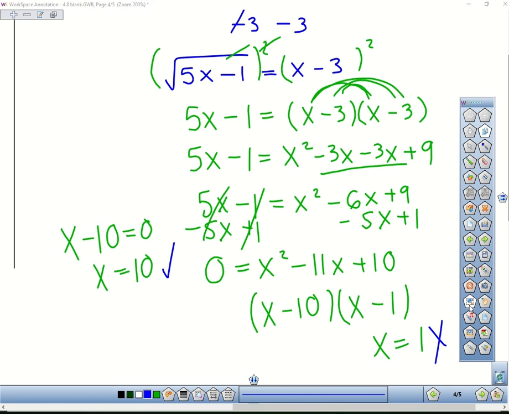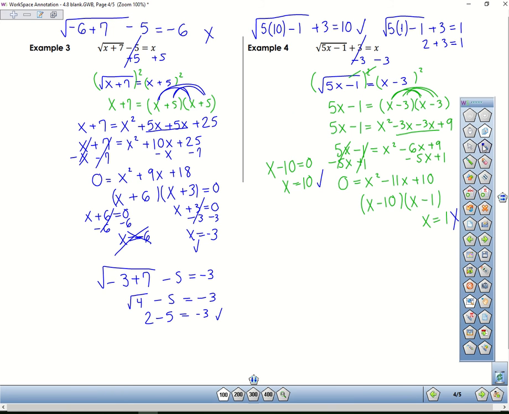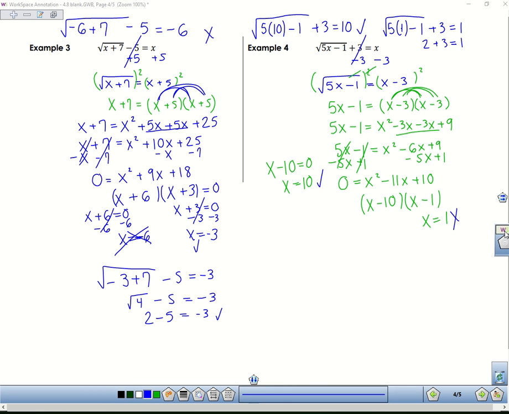So any questions about this one? Everybody understand these two? All right, so now we're going to go into the two types of problems that are kind of more unique solving methods. So let's go ahead and do number 5.